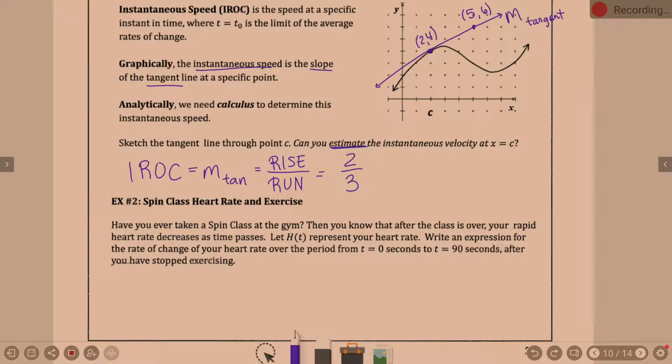We don't have all the information to find the rate of change of your heart, but we're going to write an expression. Good calculus concept here. How do I write this expression?